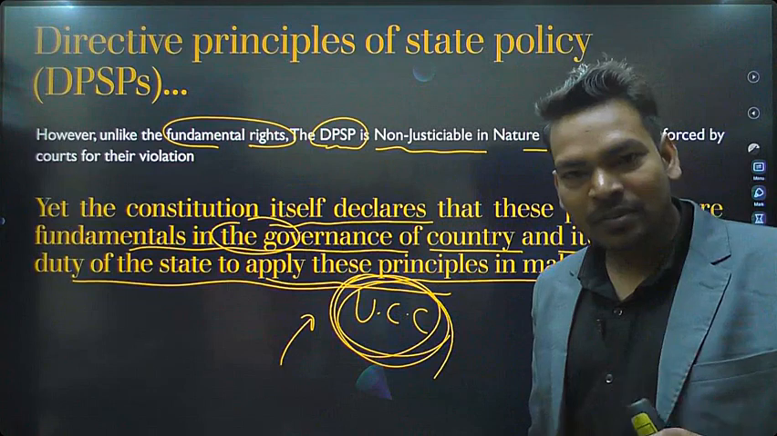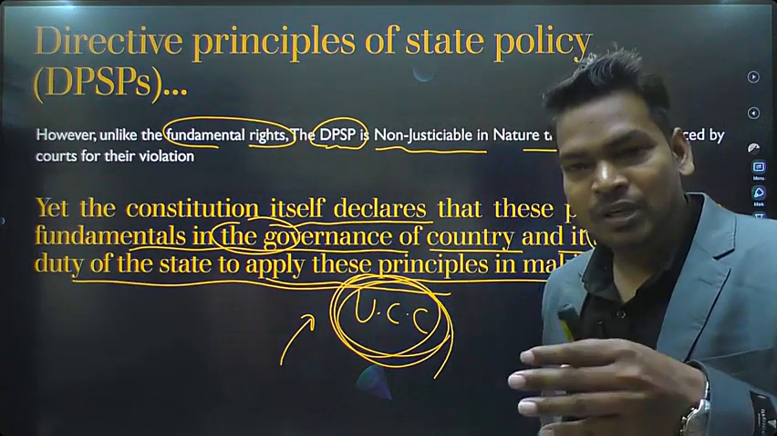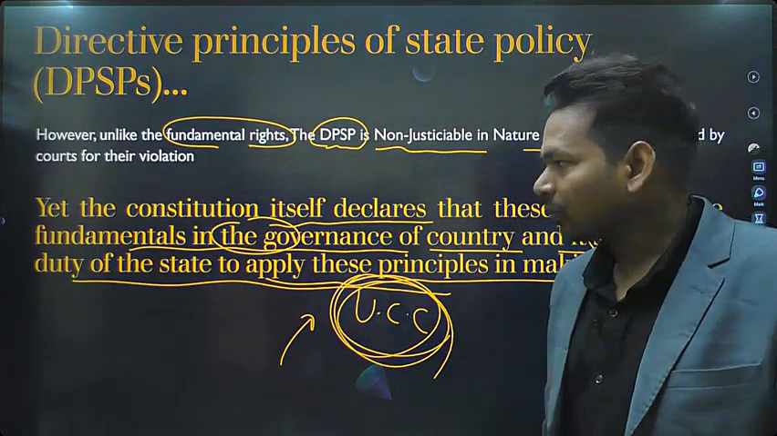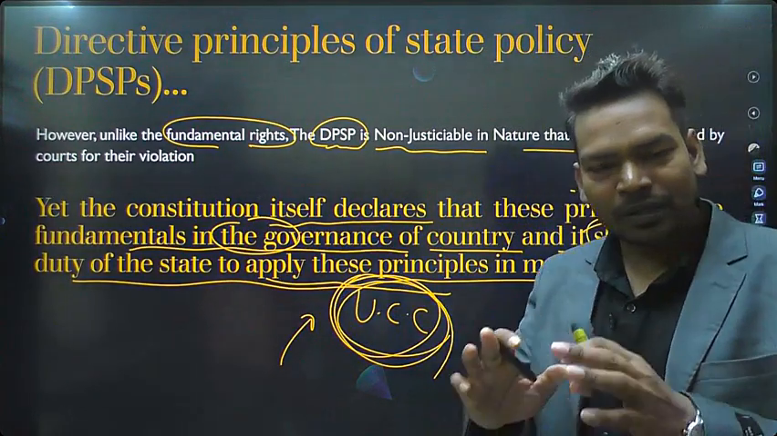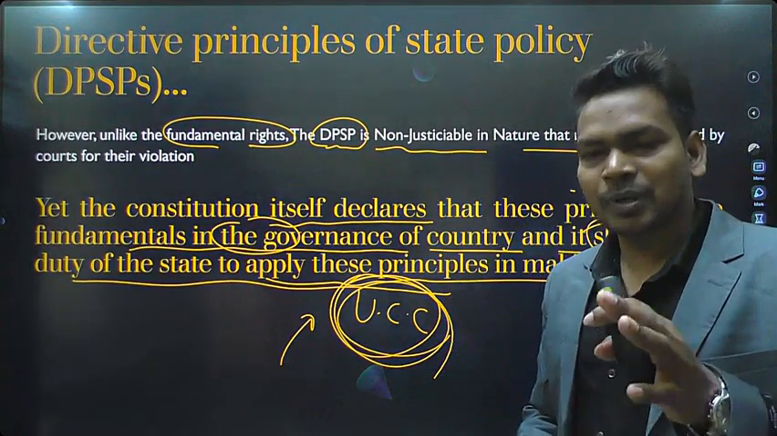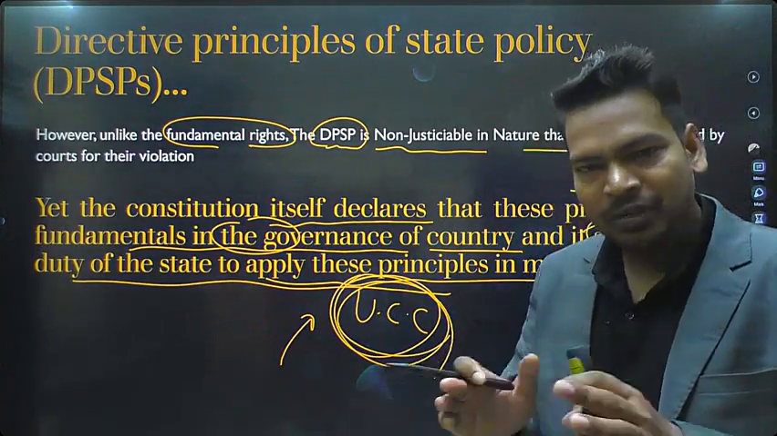These are non-justiciable, but it's a moral obligation also. If you're making any laws or any policies, they should be for the people. That is called DPSP. In Hindi you can say राज्य के नीति निदेशक तत्व, that is, directive principles of state policy. So what is a fundamental right? What is DPSP? What are fundamental duties?